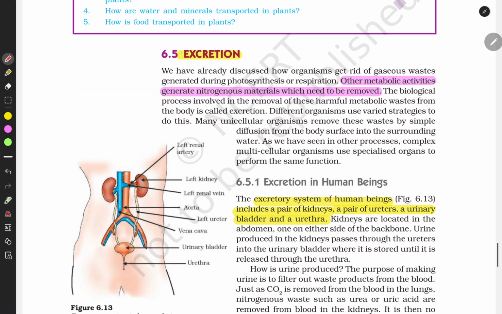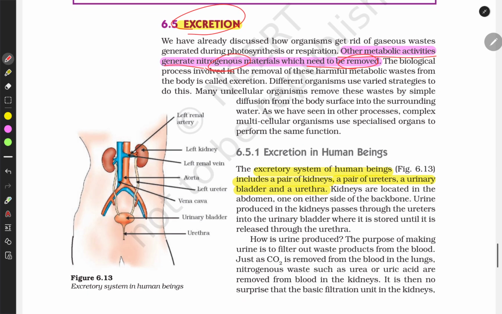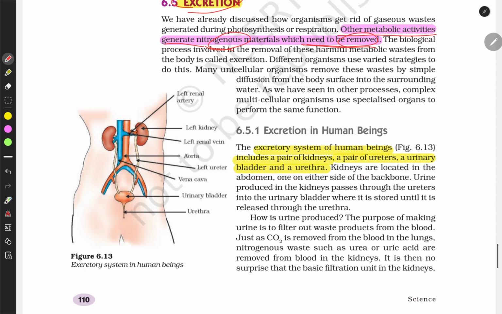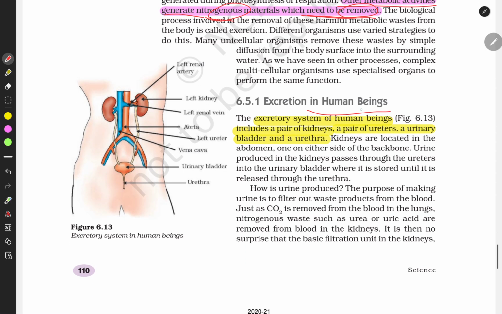How does the excretion system work in our body? Other metabolic activities generate nitrogenous waste which needs to be removed. So, excretion in human beings. The excretory system of human beings includes a pair of kidneys, a pair of ureters, the urinary bladder, and the urethra.